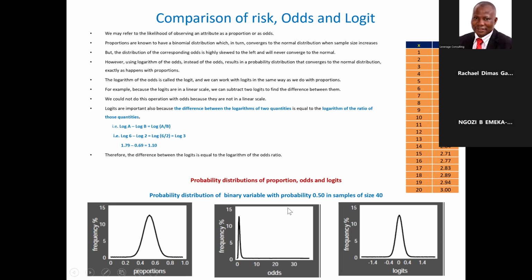This one is just to give you some intuition. Look at this form: it is the proportion. If the sample size increases, the binomial distribution becomes normal. But the odds are skewed. But when you calculate the logarithm of that, it goes back to normal.